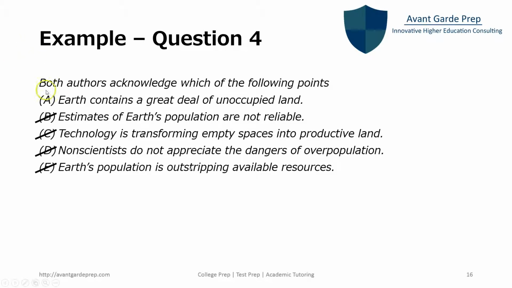And we did what one of our strategies tells us to do, consider all answer choices, but we still come back to A being the best answer. Earth contains a great deal of unoccupied land. Again, they both do agree that there is unoccupied land. They just have a different way in which they see how that unoccupied land could be used or should be used.